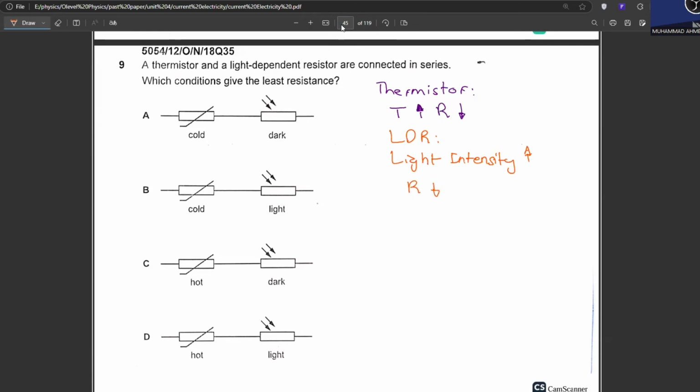Which condition will give the least resistance? This is a thermistor, this is an LDR. For the least resistance of a thermistor, you want the temperature to be highest. So cold options will get cancelled out, hot and hot. For the least resistance of an LDR, you want the environment to be bright, or you want light. D is your answer.